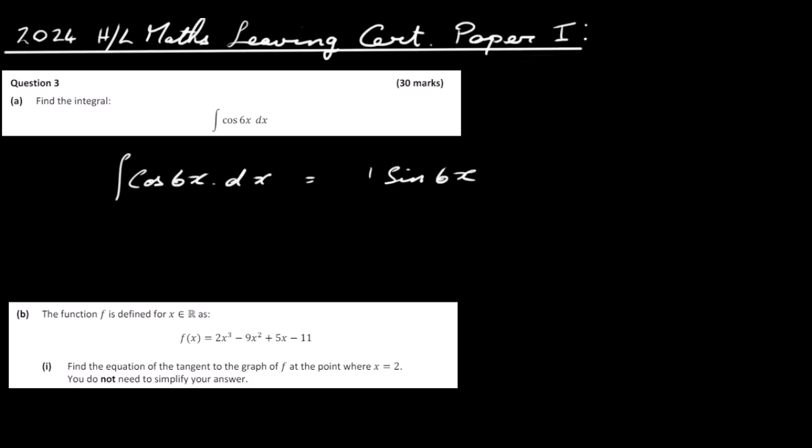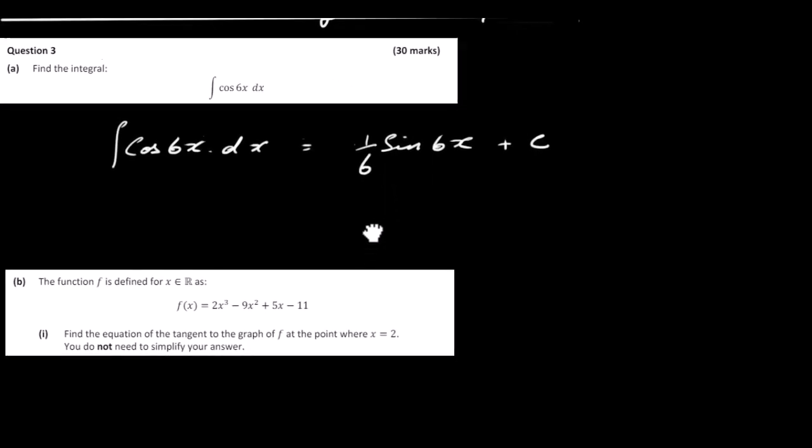So what we're going to do is put in a 1 over 6 here. So now if we differentiate this, we'll get 1/6 times 6 cos 6x. So the 1/6 and the 6 will cancel, and we'll just end up with cos 6x. And we need to remember to put in the c as well, the constant of integration. And that's it for part A. Let's have a look at part B.